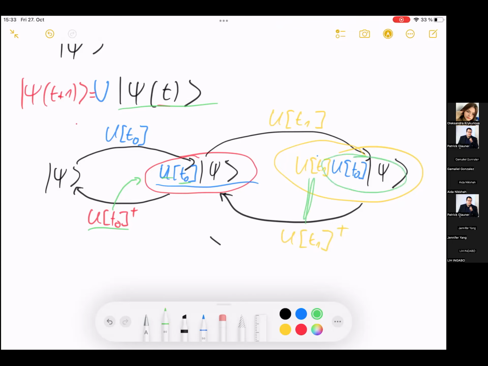So this is the idea of this dynamics. It has to be symmetric in time. That means if I have this state here over here and I want to undo an operation, I can only undo the most recent operation because I multiply these operations always from the left.